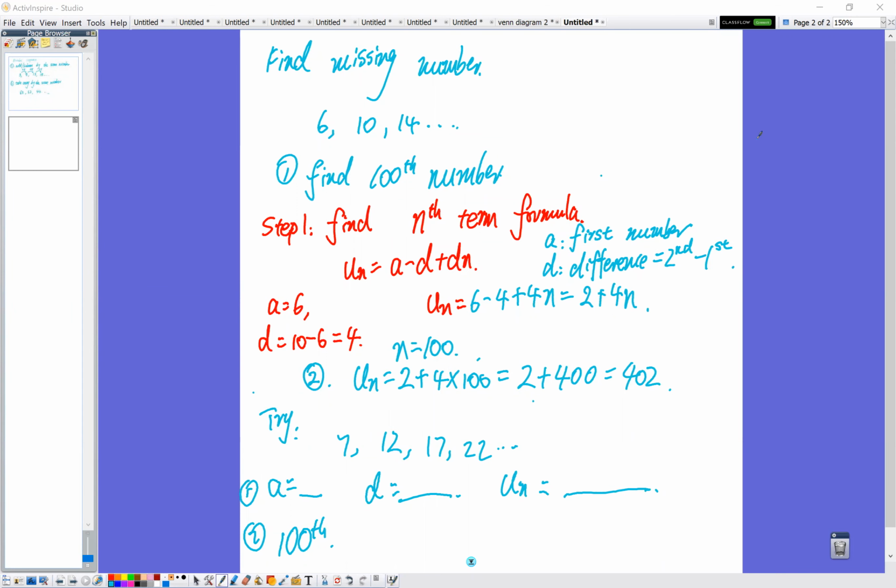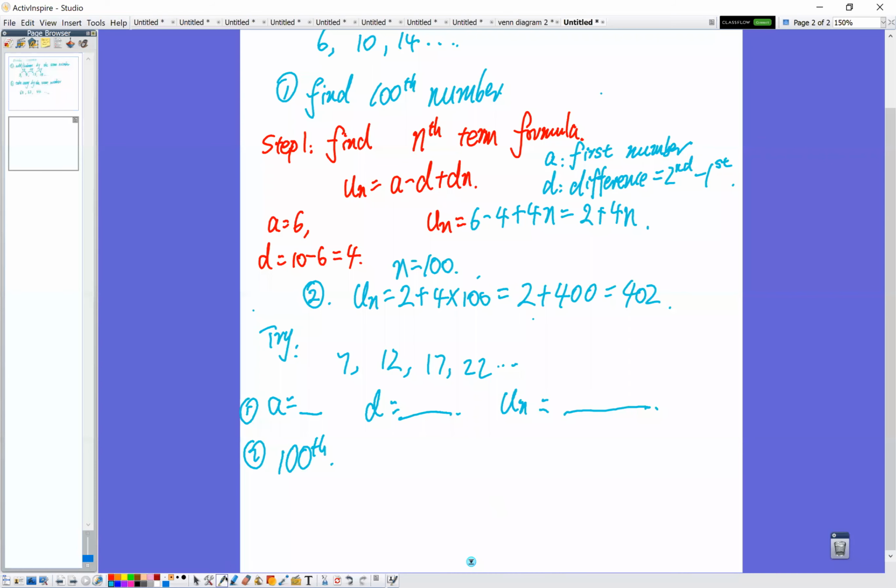For this question, this is a very typical question. Why do I say this question is quite typical? Because for this question, it's very clear. The question gives the A already. A is the first number, 7. D is the difference, 12 take 7 is equal to 5. So in that case, we can say Un is equal to A minus D plus Dn.